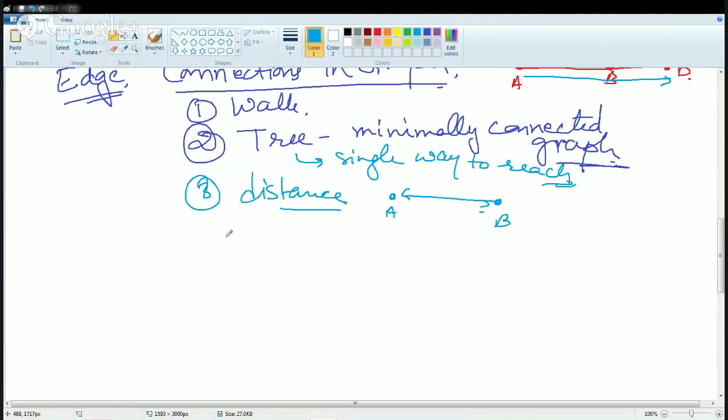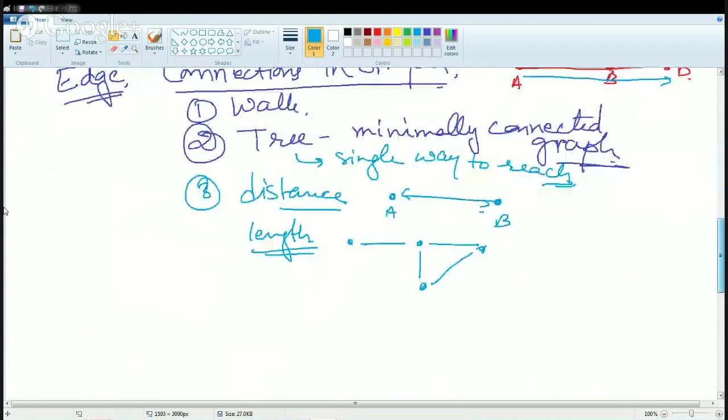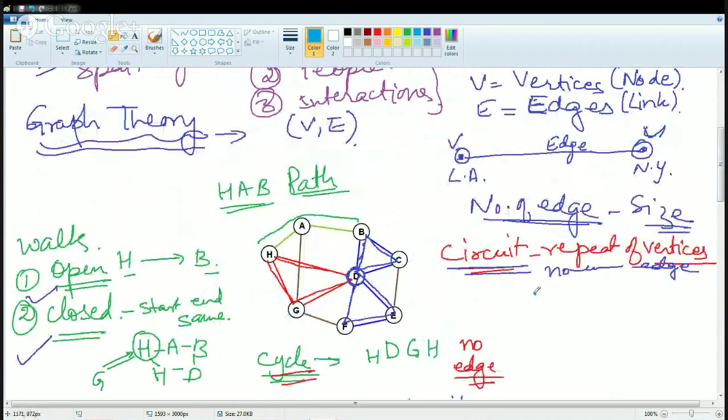Then you have the length. So length is the number of edges. Length is basically how many edges there are between the various vertices. Then just come back to this graph here and I'll try to explain the concept of chord. So if I draw a diagram here, these points are connected to themselves, but a point that is not directly connected would be the chord. So this is what the chord is.